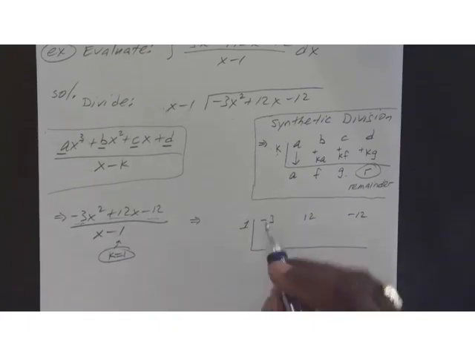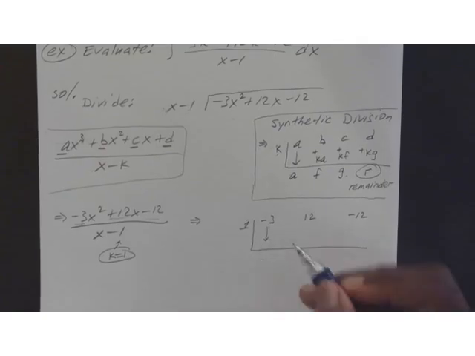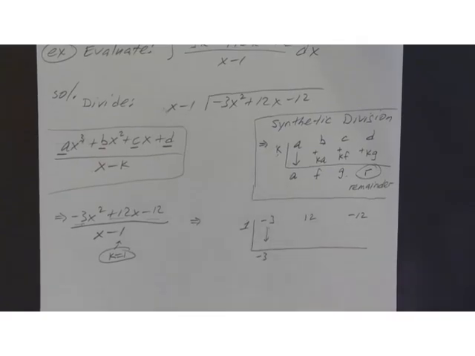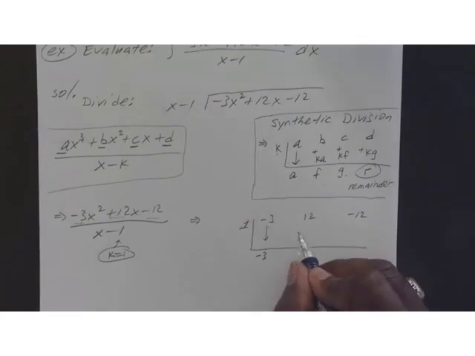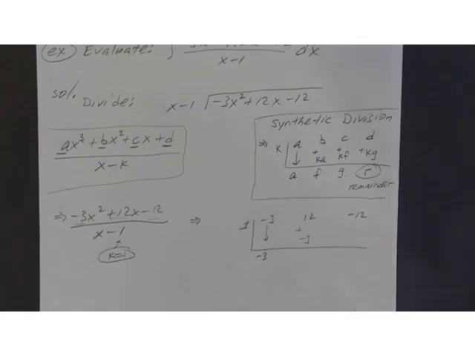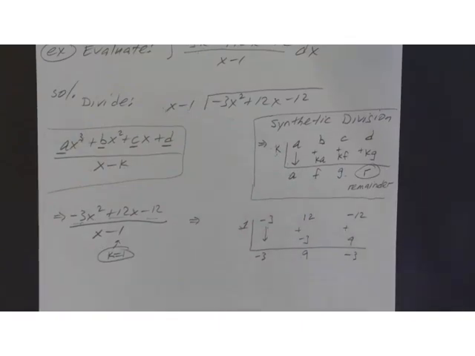Okay. Now the first coefficient, you just bring that right on down. And then you multiply 1 times negative 3, which in this case is negative 3. And you add those together and you get 9. Then you multiply 1 times 9, which is 9. And you add those together and you get negative 3.